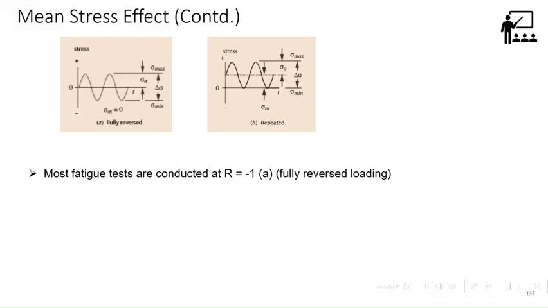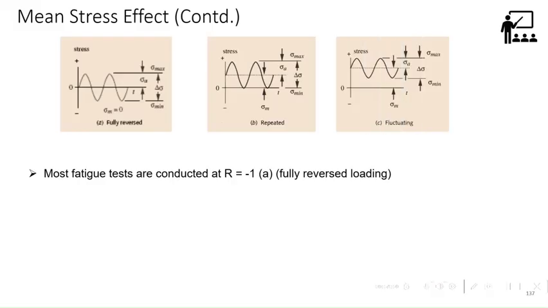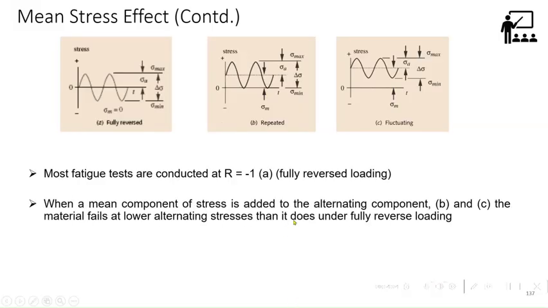But you have another type of category which is called repeated, also called fluctuating, where mean stress is positive. When a mean stress component is added to the alternating component, in the examples of B and C, the material fails at lower alternating stresses than it does under fully reversed loading. So if you do the testing fully reversed, you will get some X number of cycles to failure for the same material. But a repeated or fluctuating load will have some value intermediate between the fully reversed and the fluctuating. It will take fewer cycles to fail because the mean load is more.